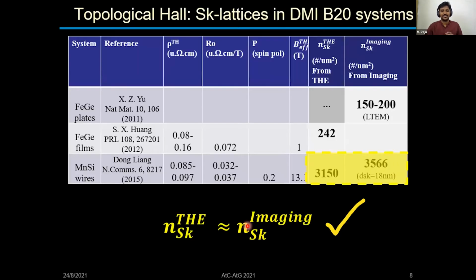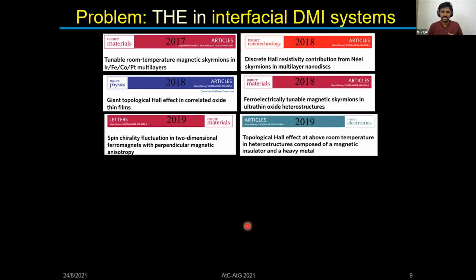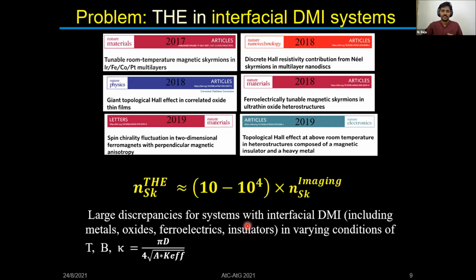Here the match is roughly up to 80 to 90%, which is already good. But the problem arises when someone tries to study electrical signatures of these Skyrmion textures in interfacial systems. The topological Hall magnitude, or Skyrmion density reflected in the electrical signatures, is way higher than the density of these features reflected in the imaging experiments.